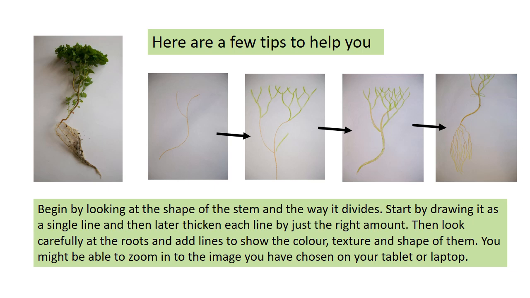Then we want you to look at the roots and add lines to show the colour and the texture and the shape of them. And as I mentioned before, you might be able to zoom into the image you've chosen on your tablet or laptop to see any tiny little features of the plant, like the hairs on the roots.